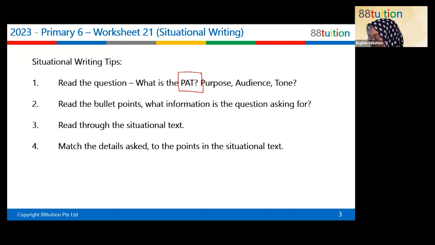This is what I recommend. When you read the bullet points, you quickly give short answers, so in the bullet points also, short answers. After you read through the situational text, by the way, match the details to the points in the situational text. So always do that planning in your paper.